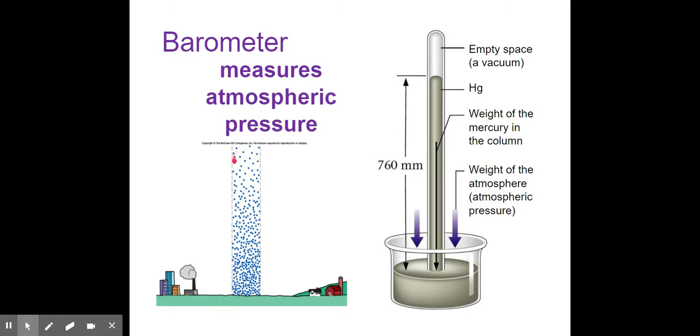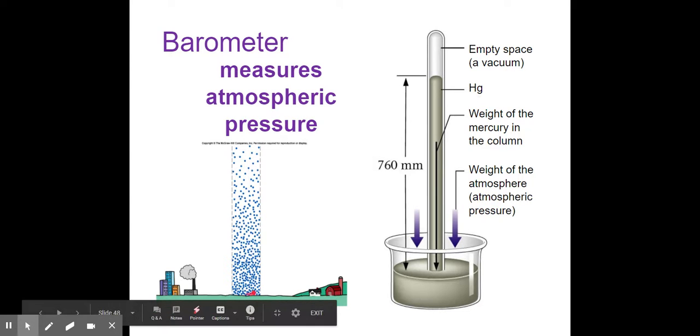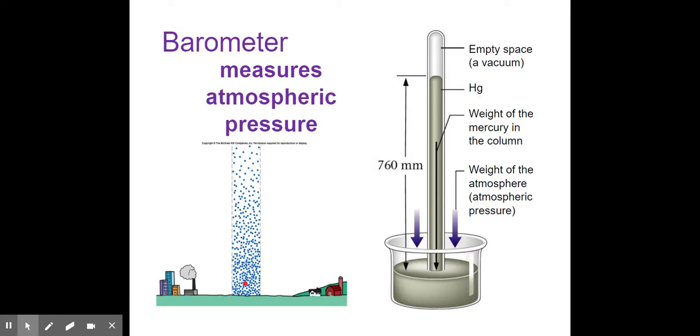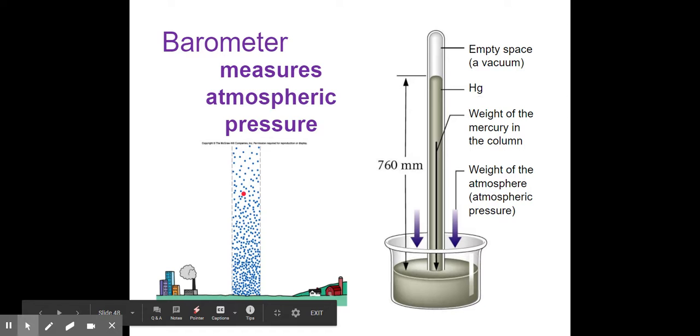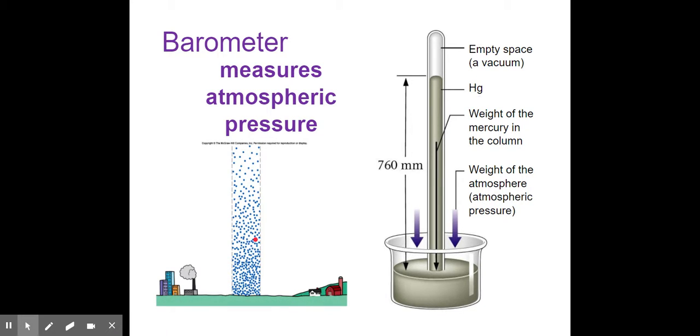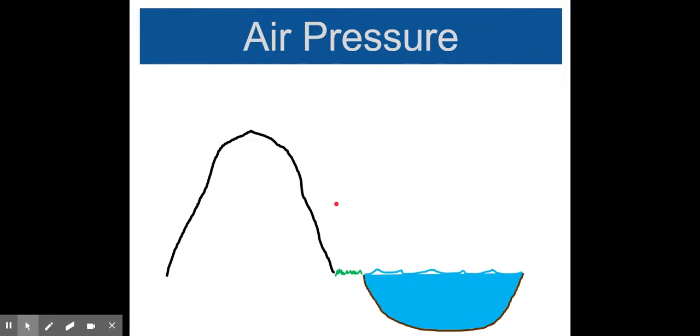So the barometric pressure up here at higher elevations is lower than the barometric pressure at lower elevations. Lower elevation is going to have a high atmospheric or barometric pressure because you have that column of air sitting on top of you. The more particles on top of you, the higher the pressure will be. This can be exaggerated in water, and I'll talk about that in this slide right here.